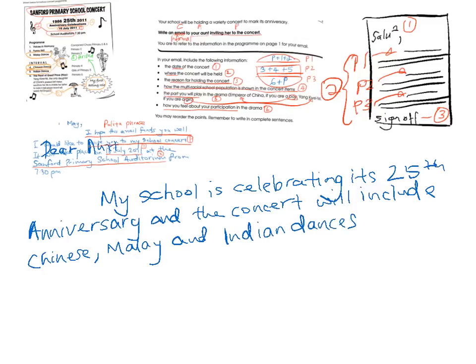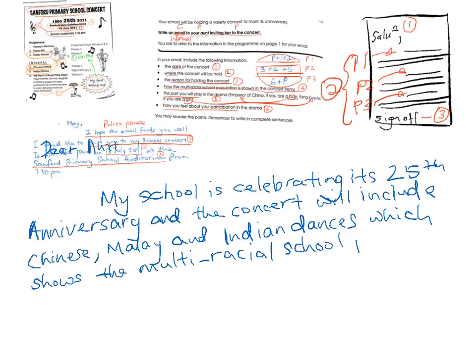And I'm going to copy from my question, which shows the multi-racial school population. And where did I get this from? I got this all the way from my question here. Right, earlier on, in point number 4 in the question, I saw this. Right, so here I go.